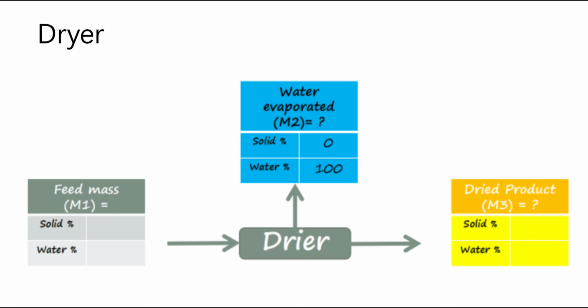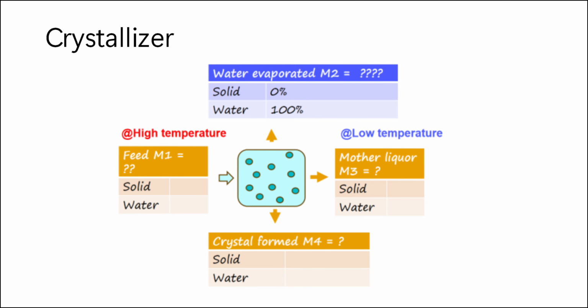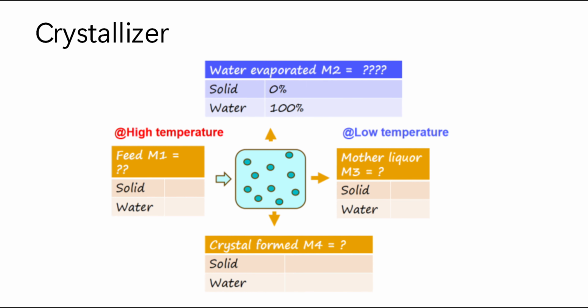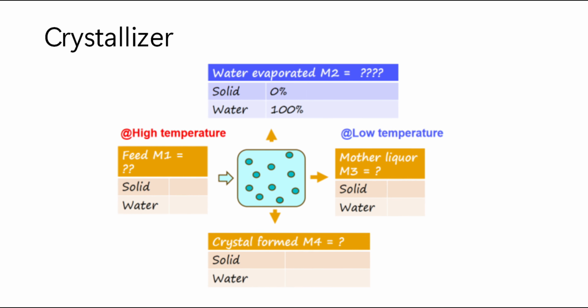So this is a schematic of the dryer, where there is 1 input and 2 outputs. In the case of a crystallizer, there is again 1 input and 3 outputs: one is water evaporated, then mother liquor, and another is crystals formed. You have to note that the water vapor stream will have only 100% water vapor and 0% solid percentage.